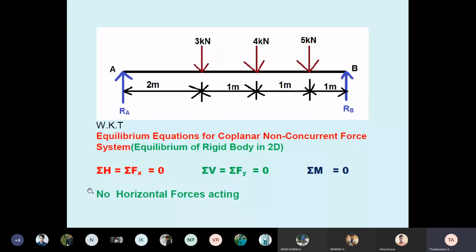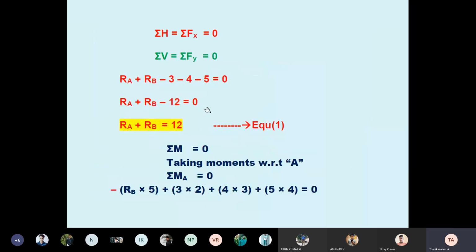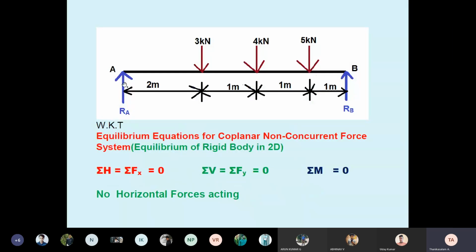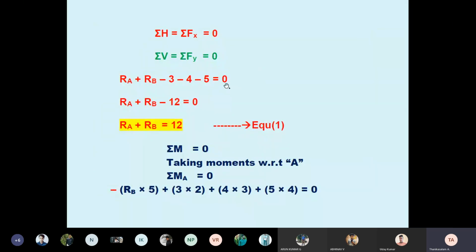So you have to first write the summation of H. No horizontal force, leave it. Then summation of V equal to 0. What is the summation of V? Plus Y direction positive, minus Y direction negative. So RA, RB plus Y direction. 3, 4, 5 vertical downward, minus direction. So minus 3, minus 4, minus 5 equal to 0. So I got equation 1.